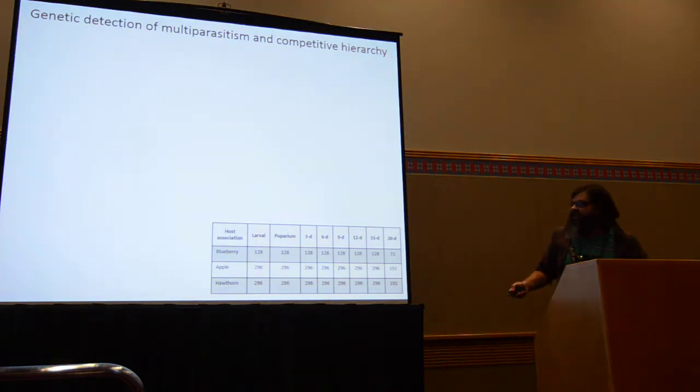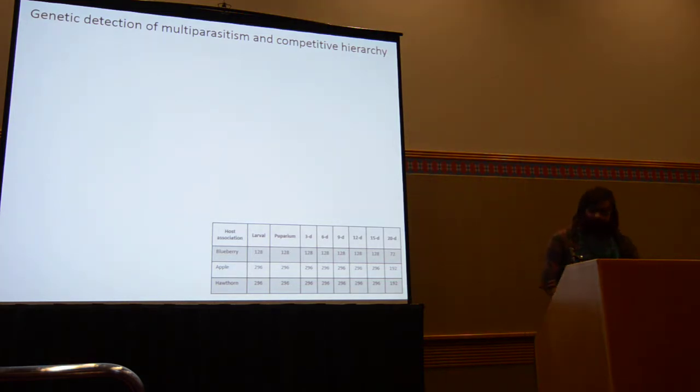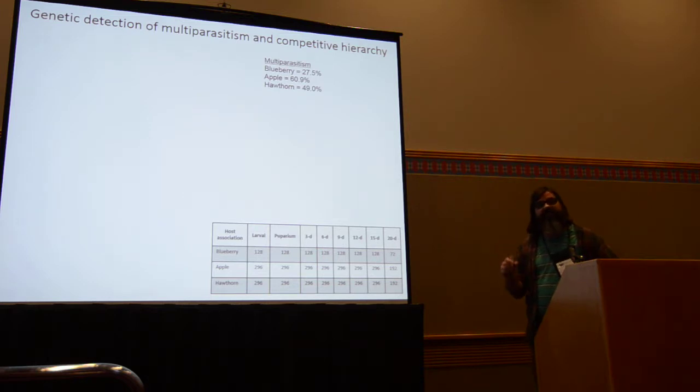So next, we preserved flies from various stages, beginning at the larval stage all the way to 20 days post-puparium formation, and then we developed genetic DNA diagnostic markers that would amplify PCR products specific to each one of the 3 parasitoids that we're working with. A couple of interesting results came out of here. First, we found that multiparasitism is common on the individual fly level. It varies between hosts, ranging from about 28% in blueberry all the way up to 50% or 60% in apples. So again, this means that multiple species of larval parasitoids can begin development in the same fly.